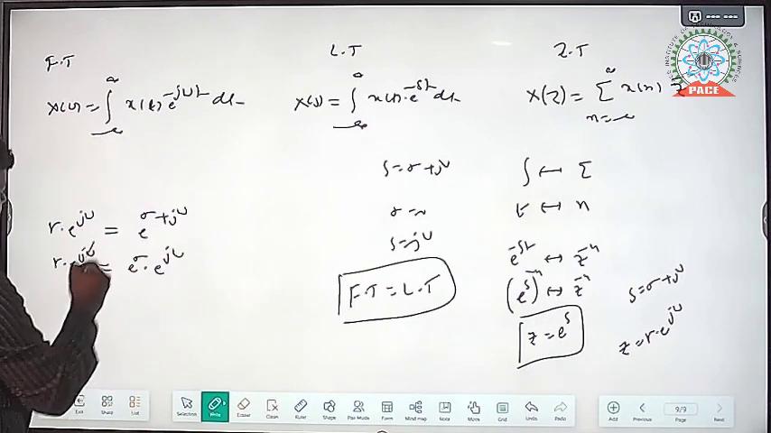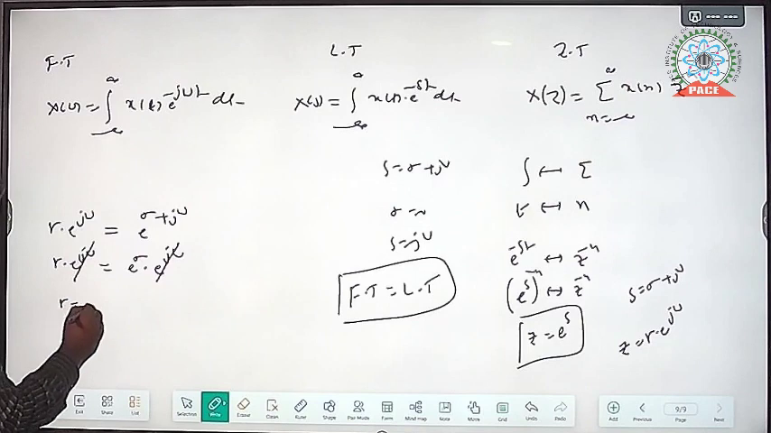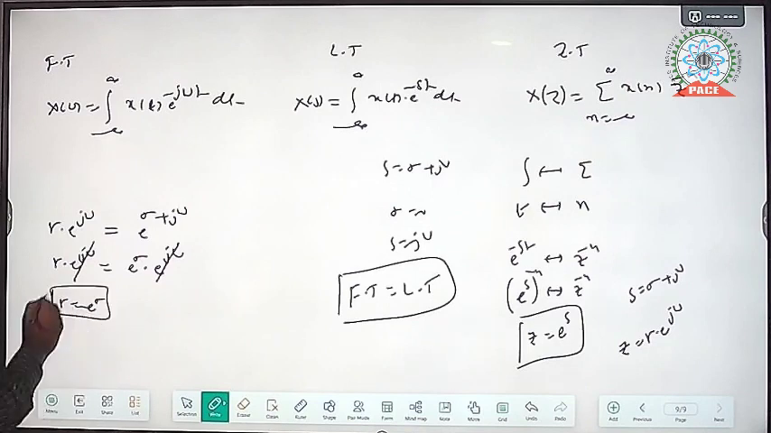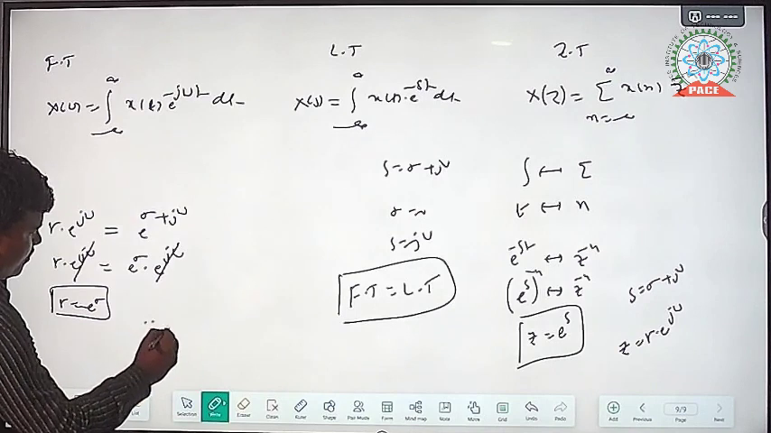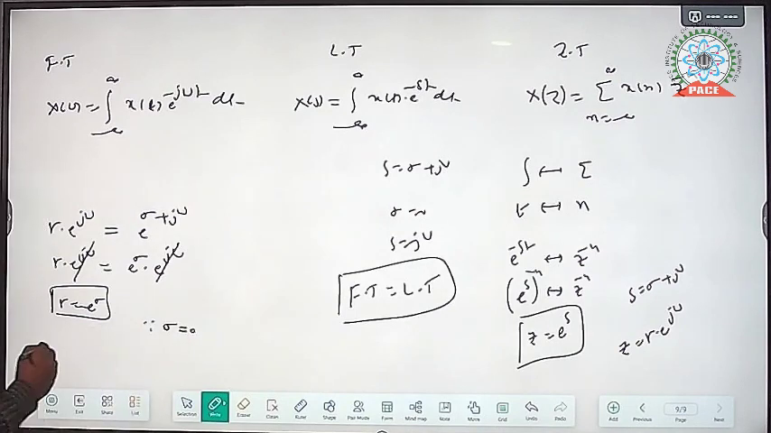Since sigma equal to 0, r equals e power 0, so r equal to 1. That means 1 is the radius of the circle. Suppose this is the z plane and s plane. How do we find the region of convergence in the z plane and s plane?